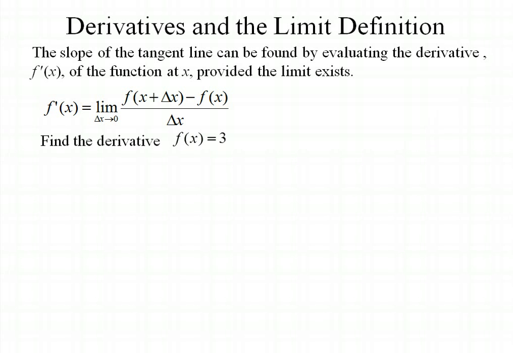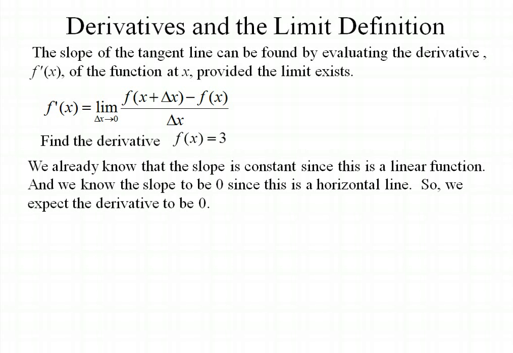Suppose we had f of x is equal to 3, which is really just y equals 3. Well, if we're looking at y equals 3, you should know that that is a horizontal line and that the slope of any horizontal line is 0. So we expect that our derivative will be 0.